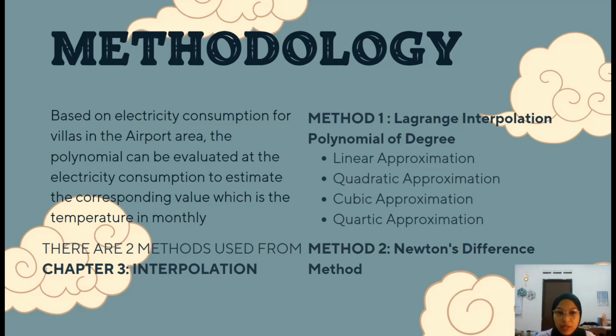Next, I will continue to the next part, which is methodology. Based on electricity consumption for villas in the airport area, we are using two methods to solve this problem. The methods are from chapter 3, which is interpolation.